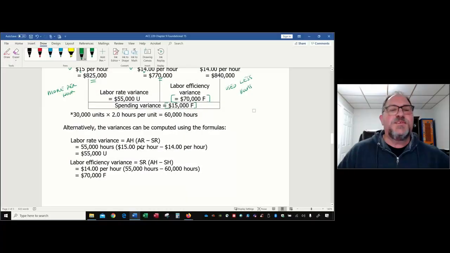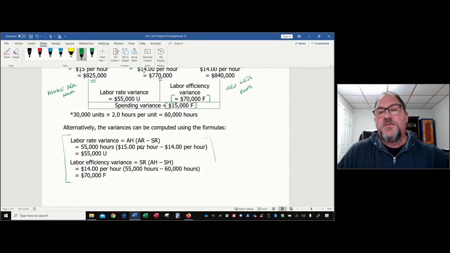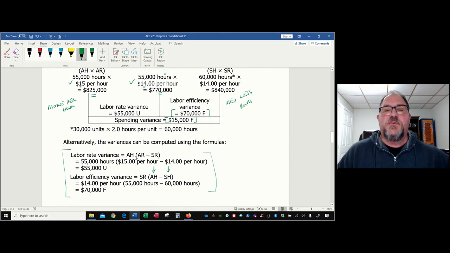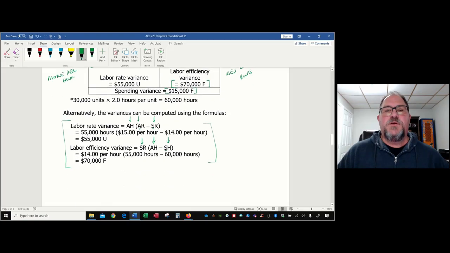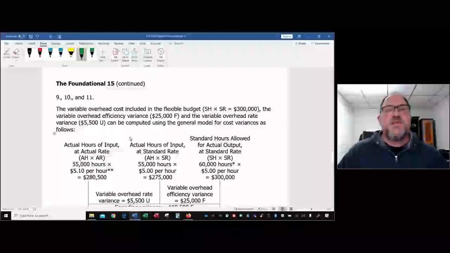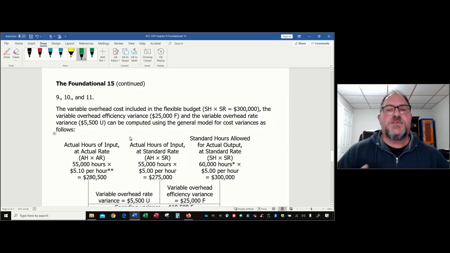Again, you can compute these variances like this. It would not be what I recommend, but you could. By the way, this is actual hours, and this right here, this S, this is the standard. Whenever you see S, it is standard rate, standard hours, and A is actual rate, actual hours. Okay? Standard rate, actual hours. All right, next we're going to take a look at variable overhead cost.